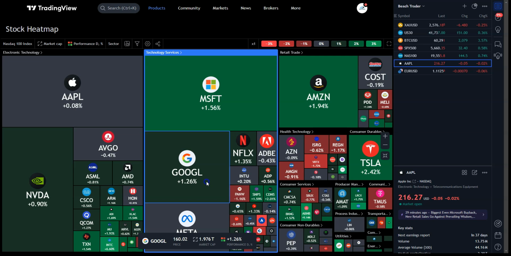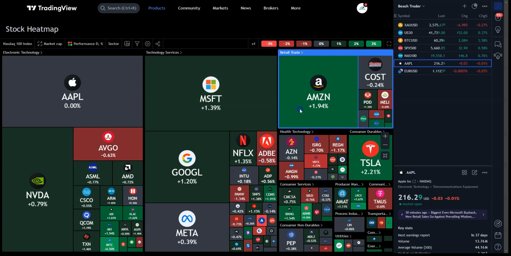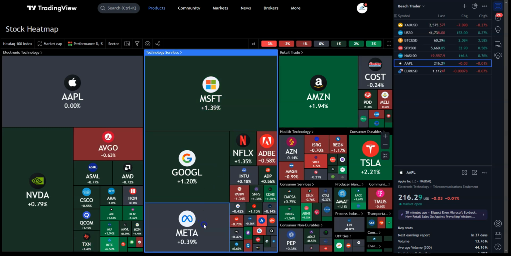We got Google, really huge, right? It should be in the US 30, but it's not yet. Why? Because they're saying it's too young, even though it's older than Amazon. They just pick what they want, man. Meta. What is Meta? Facebook and Instagram together and other things is Meta. So Meta is huge in here and it's going up.